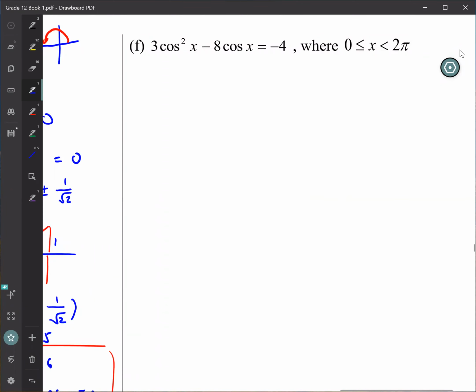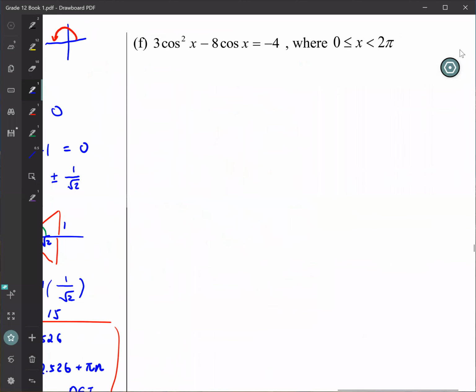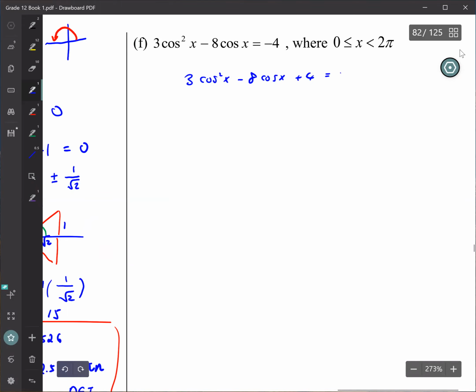This one, of course, we need to make one side 0, just like before. So it will become 3 cosine squared x minus 8 cosine x plus 4 equal to 0. And then you can, of course, try to factor it. But let's say we pretend that we don't know how to factor, or we couldn't find a pair. So let's try with the quadratic formula.